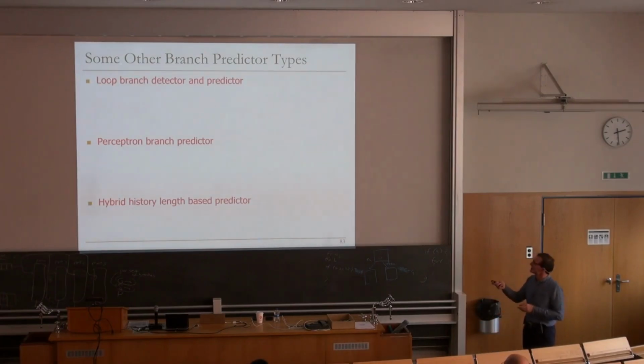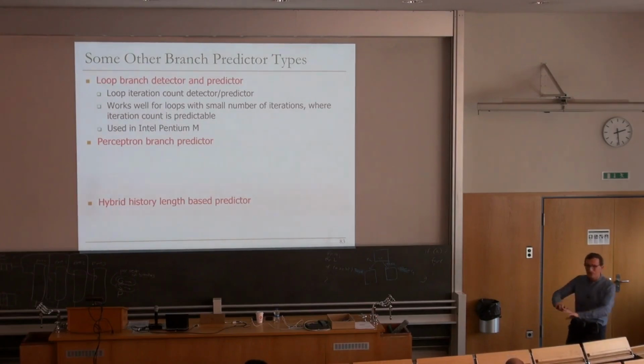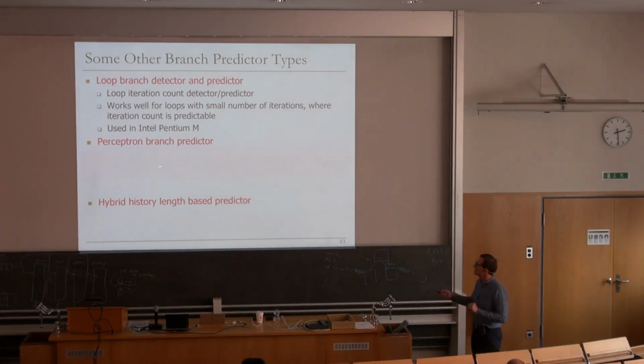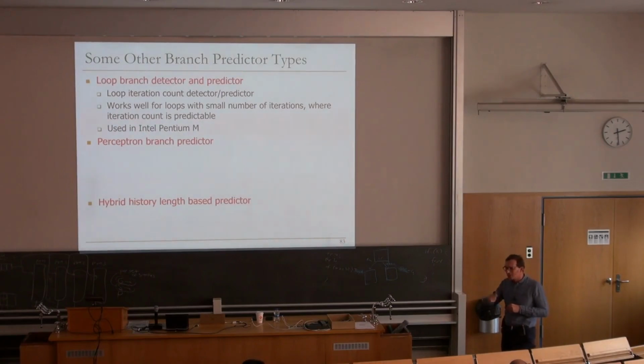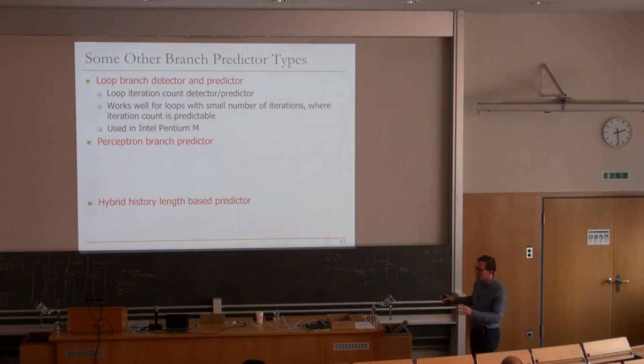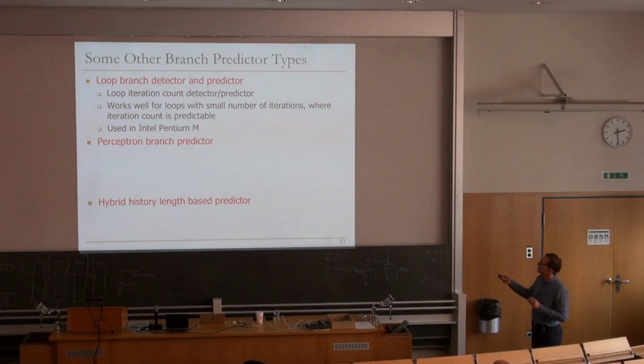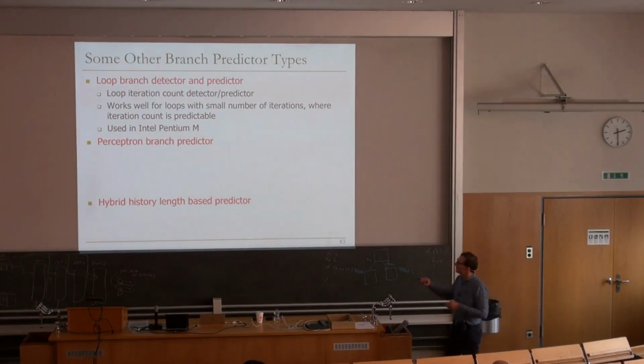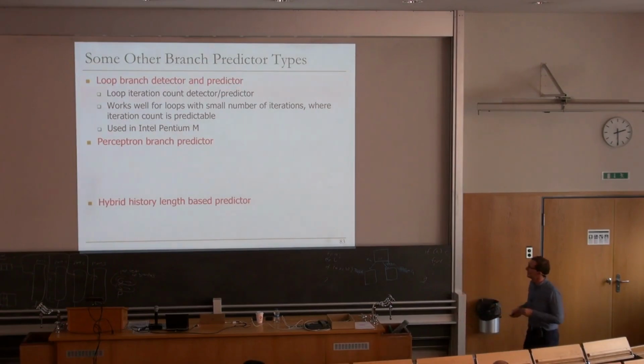So people realized loop branches can potentially be detected and predicted separately. We're going to offload some of the tasks to specialized structures, like a loop iteration count detector and predictor. There are machines that try to detect this: you figure out backward branches first, and you allocate some structure to it, and you figure out how many times it iterated. The next time you get to that branch, you start counting down, and you predict based on that last iteration count. This works well with loops with a small number of iterations where the iteration count is predictable. This was first used, as far as I know, in the Intel Pentium M, the original Intel Core architecture. We're going to see an example of this.